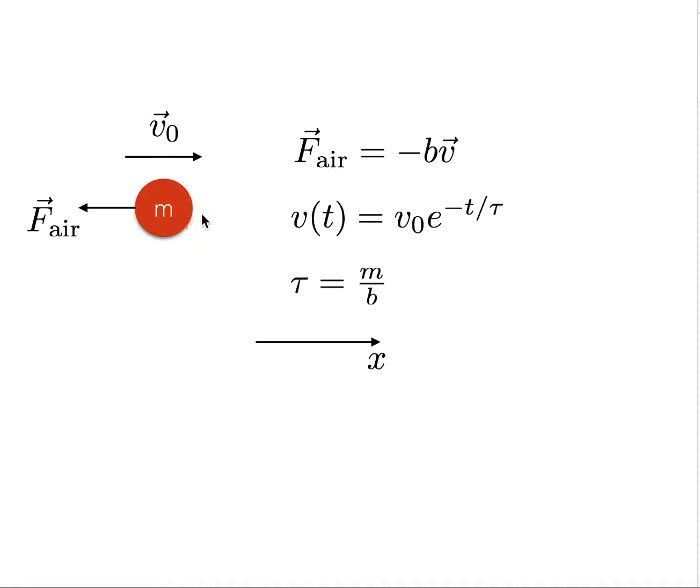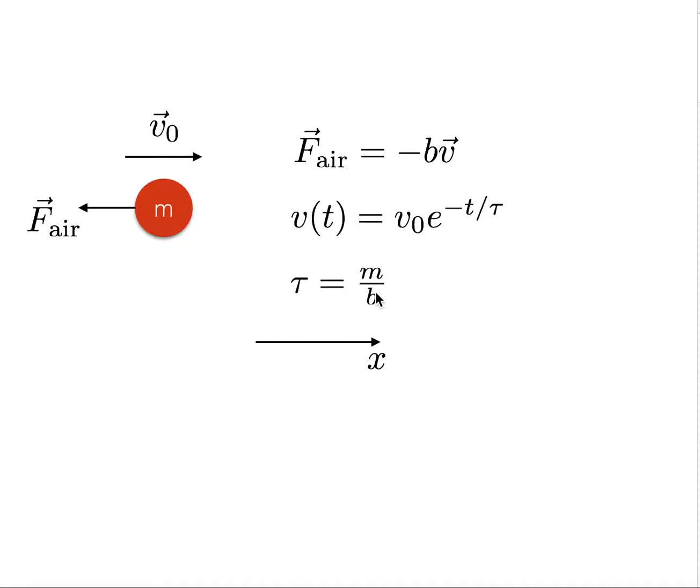So here's a mass m. It starts off moving this way. It has an air drag pushing back the other way, and it's linear, so it's proportional to the velocity. So we get this air drag is negative bv. And the solution that we get is that the velocity as a function of time is the initial velocity times e to the negative t over tau, where tau is m over b. Okay, so that's what we have.